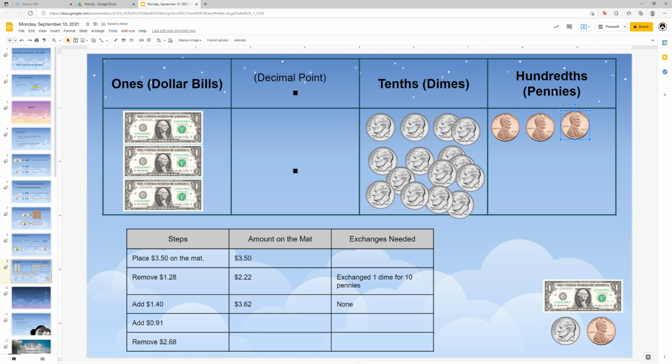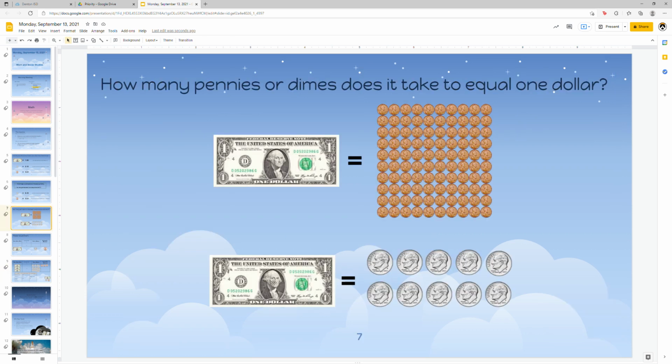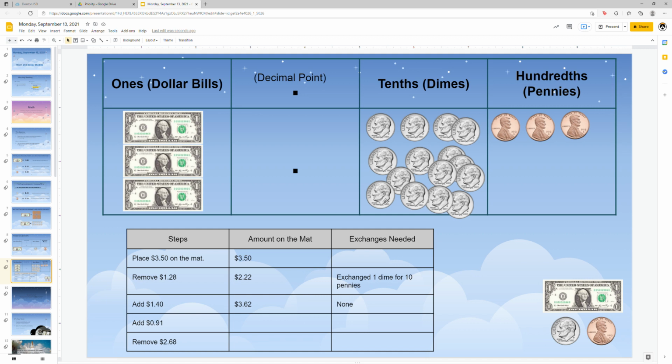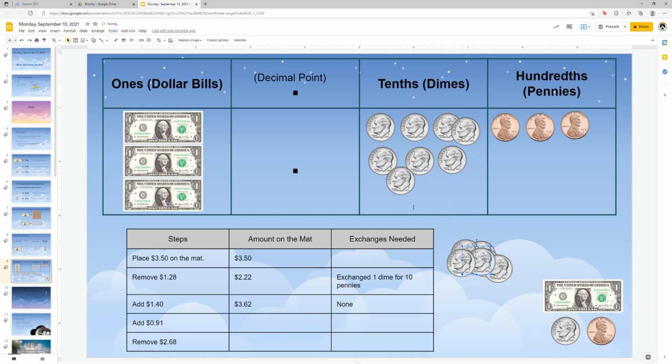So if we have enough dimes to make $1, we need to do that. So it looks like we do need to make an exchange, right? How many dimes does it take to equal $1? If you remember from the previous slides, 10 dimes are equal to $1. So I've got 1, 2, 3, 4, 5, 6, 7, 8, 9, and 10. And those 10 dimes are equal to $1. So I'm going to bump this place value up, right? I've added another dollar over here.